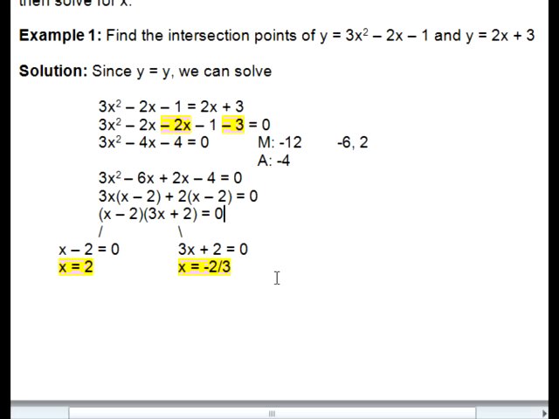I'll worry about that later. Okay, so now I have my two x's, so I'm going to say there will be two solutions.